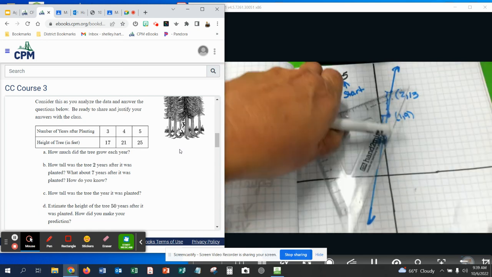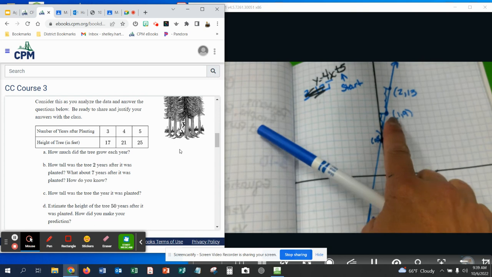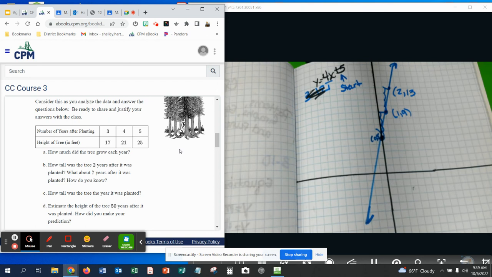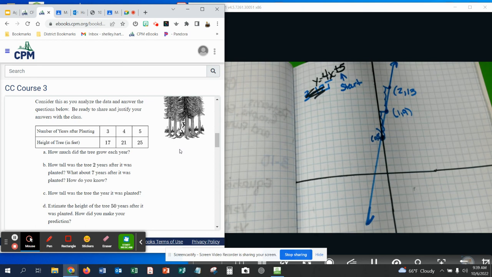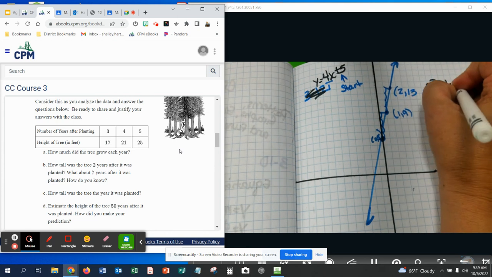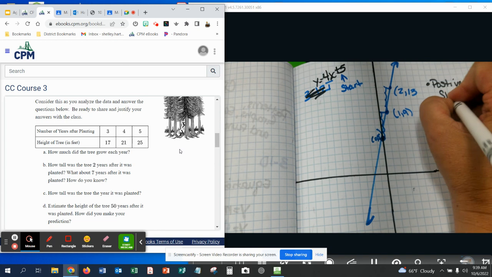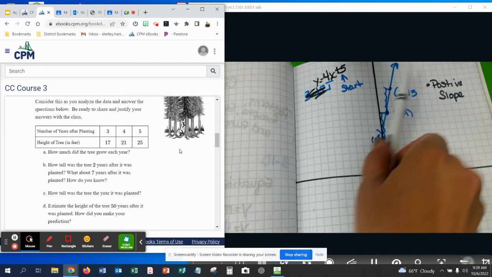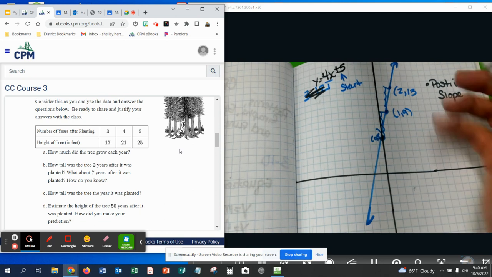Now, if you look at this line, it's a positive slope, right? What are some things you notice about this line? Well, it's a positive slope. That's one, right? Anything else? It's kind of steep, isn't it? It isn't like going this way. It's kind of like up there. So this is a steep slope.